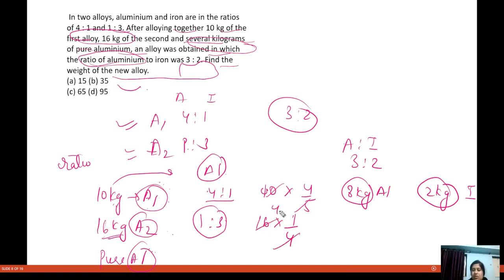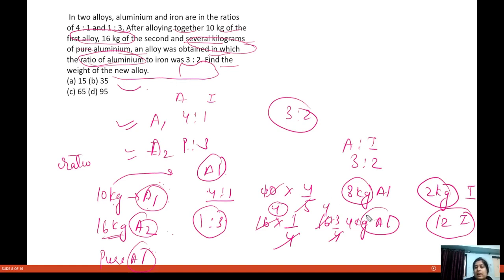So that means 4, so you have 4 kg aluminium. And you have 16 into 3 by 4, that means 12 kg iron. So this is the ratio you are having. Now when you are mixing this 10 kg and 16 kg, what is the ratio you are having? You are having 8 plus 4 is 12 kg aluminium, and 2 plus 12 is 14 kg iron.